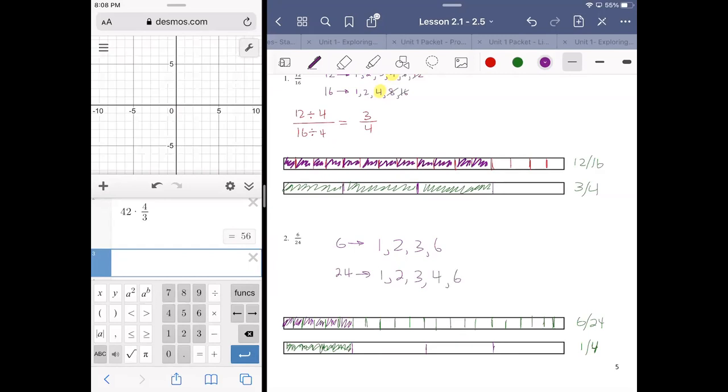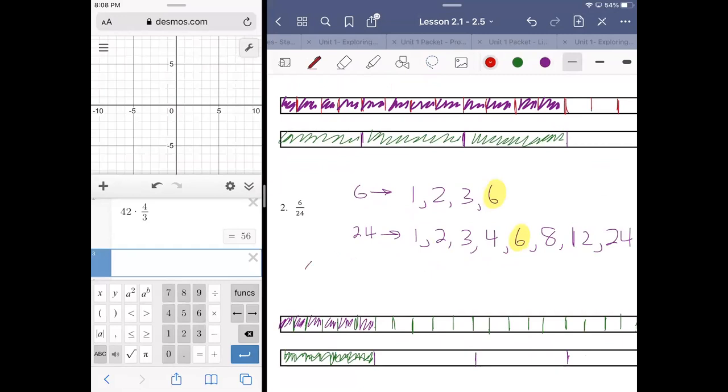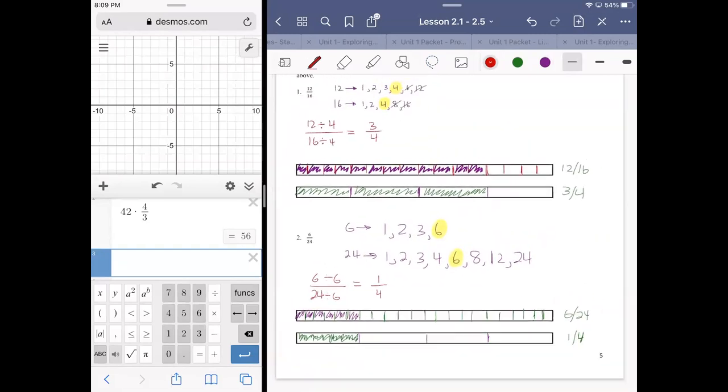1, 2, 3, 4, not 5, but 6, not 7, but 8, not 9, not 10, not 11, but 12. And then we can hop on up to 24. Now, if you do a compare and contrast between the two lists, you can see that 6 is the largest number that divides evenly into both the 6 and the 24. So then once I have that, it's just a matter of taking each of the values, 6 and 24, and dividing them by 6. And I get 1/4.